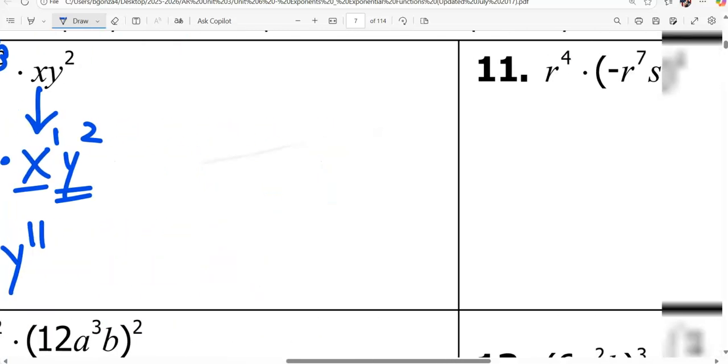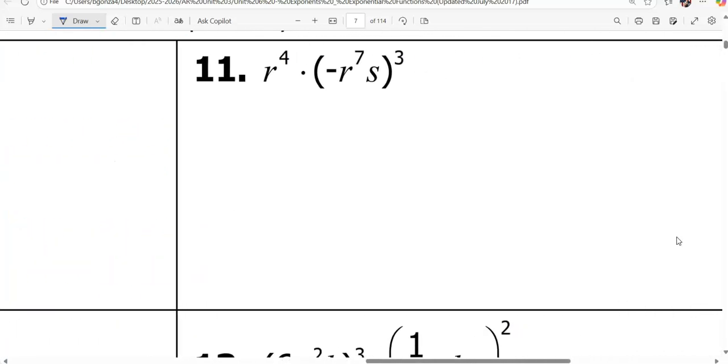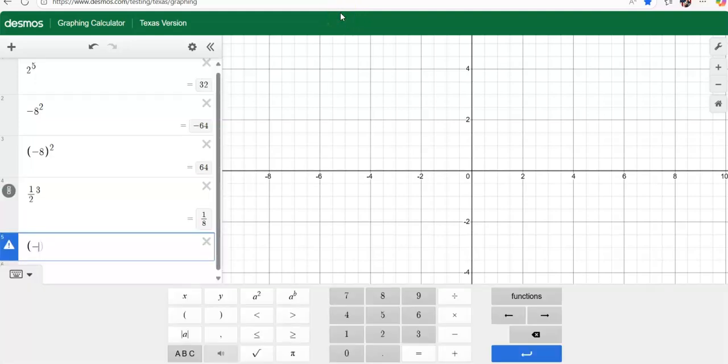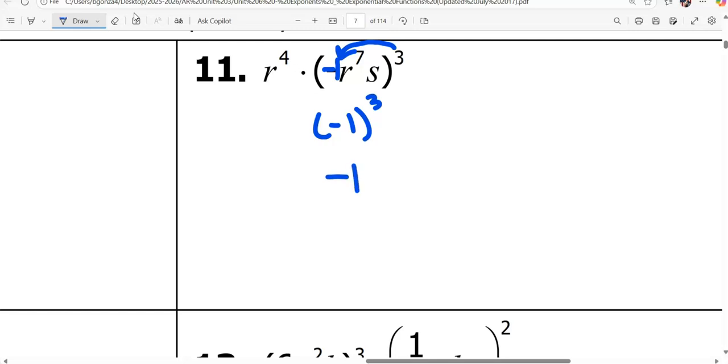So you first do the parentheses, then let's do it here. Ready? Now look, if there's just a negative sign, what number's right here? Negative 1. What is negative 1 to the 3rd power? Again, you do in parentheses negative 1 to the power of 3. It's just negative 1. And then 7 times 3 is 21. 1 times 3 is 3. Bring down r to the 4th.